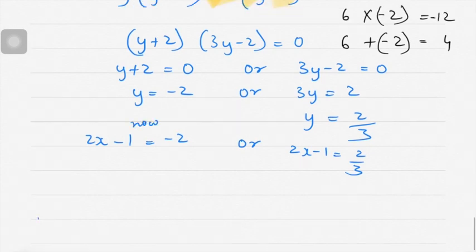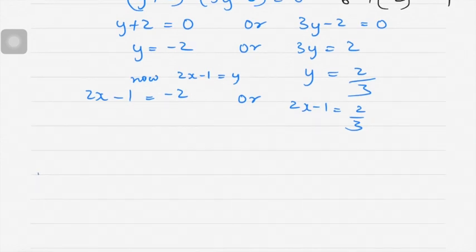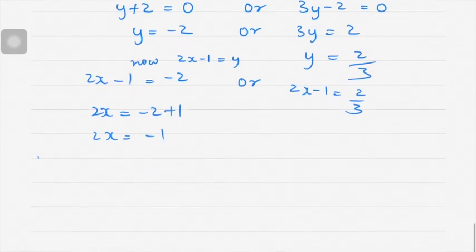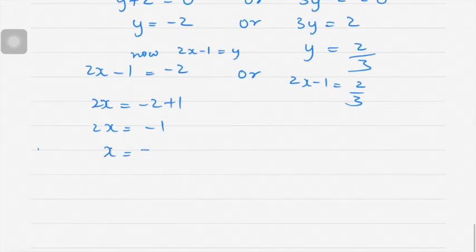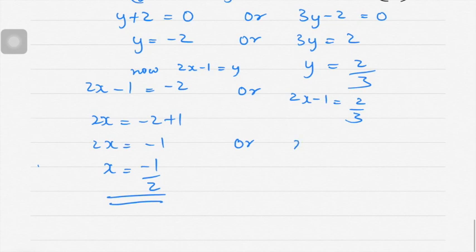Just write one more sentence here. Now 2x minus 1 is equal to y. Then in the next line, 2x minus 1 is equal to minus 2, or 2x minus 1 is equal to 2 by 3. So 2x is equal to minus 2 plus 1, which is minus 1. 2x is equal to minus 1. So x is equal to minus 1 by 2.